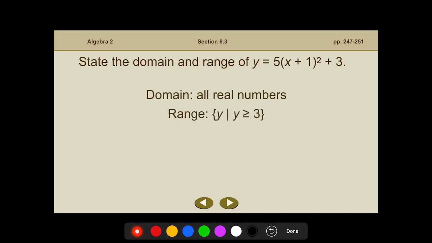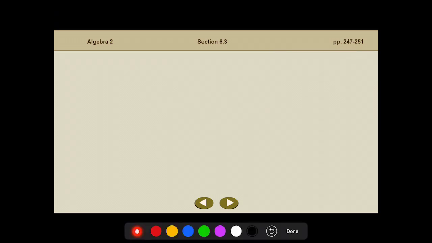The range is always going to be in relation to the k. This one is positive because it's a positive 5, so we know it's going up. Whenever it's going up, it's going to be greater than or equal to whatever k is. So k here is 3. So my range is y is greater than or equal to 3. That's review.